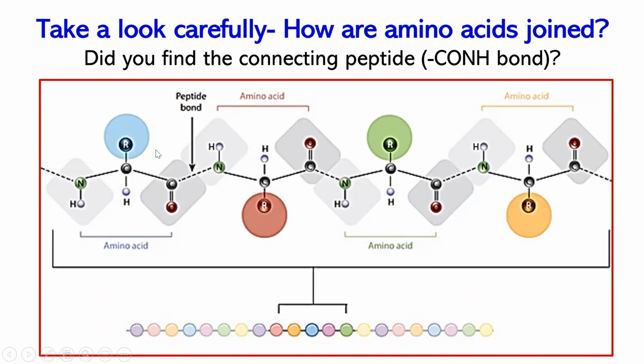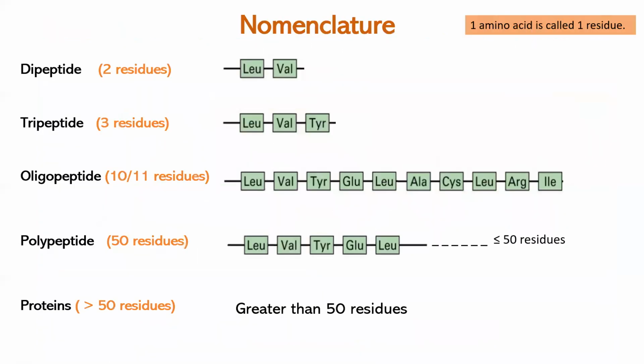So if you see here, there are these blocks of gray, and these are the CO-NH bonds, C-O-N-H, C-O-N-H, that's what it is. And what is most important is the R. This R will vary based on the amino acid. Leucine is different, tryptophan is different, aspartic acid is different, valine is different, all of these are different. So this is how it works.